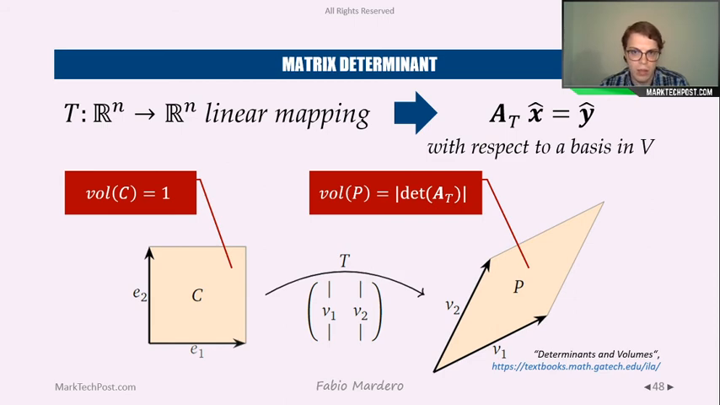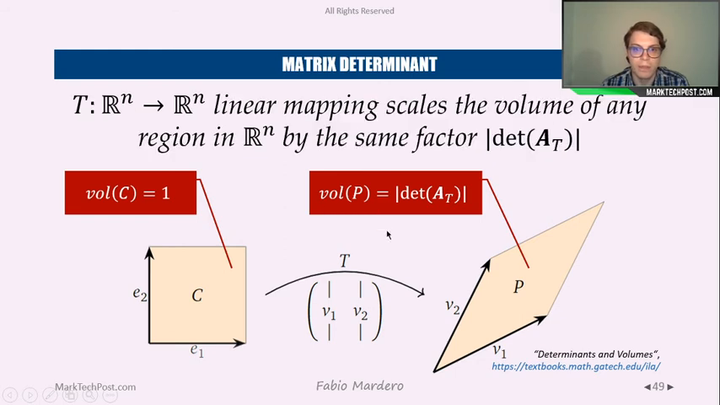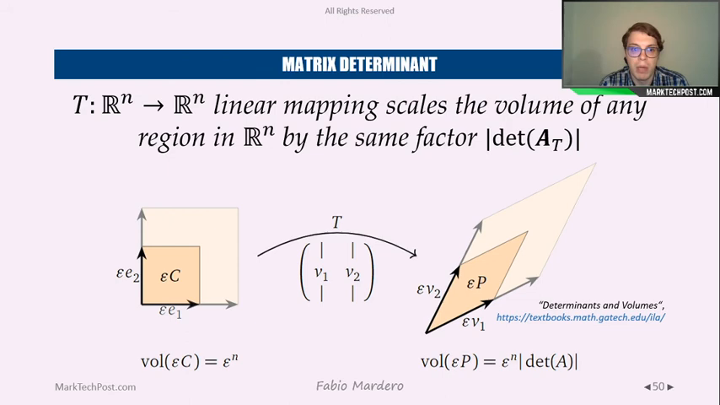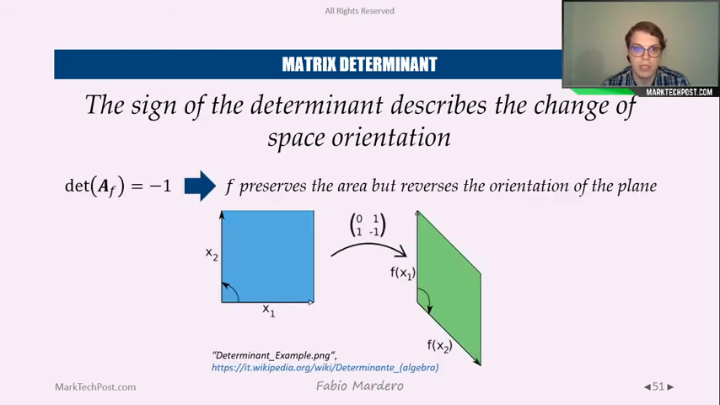But why have we not defined just the volume function? Well, because the linear mapping scales the volume of any region in Rn by this factor, but it also changes the orientations. Here we can see that the factor is always the same even if we scale up the vectors. Nothing important to our task.